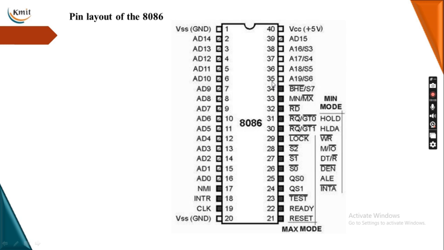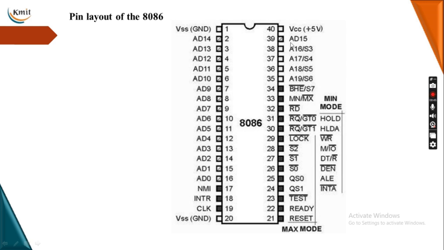Next, 35th, 36th, 37th pin, 38th pin. These are 4 other address pins because we have address as 20 bits. So we should have 20 pins. A0 to A15 are being covered with multiplexed with data pins, whereas the 4 remaining pins are taken as 35, 36, 37 and 38. This can also be acting as your some status pins, which are S3, S4, S5, S6. This we will discuss when time comes.